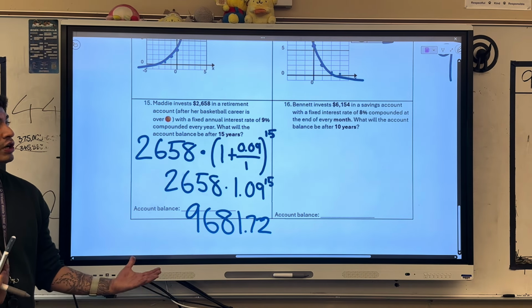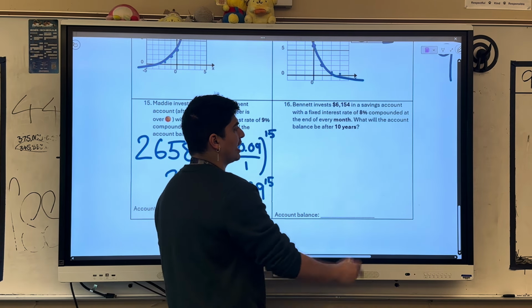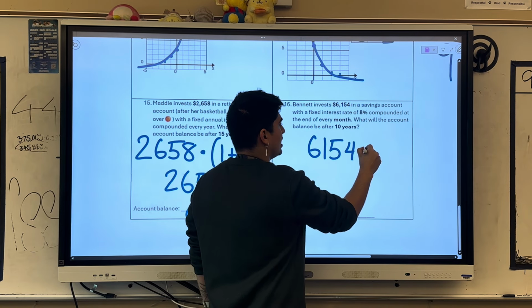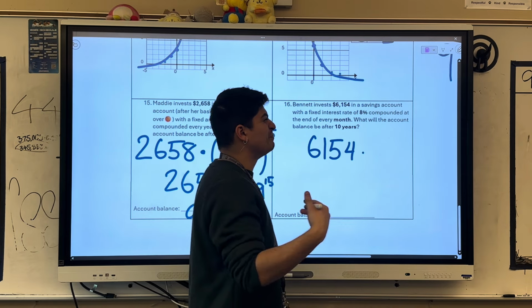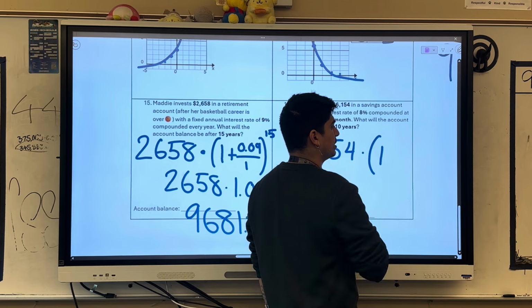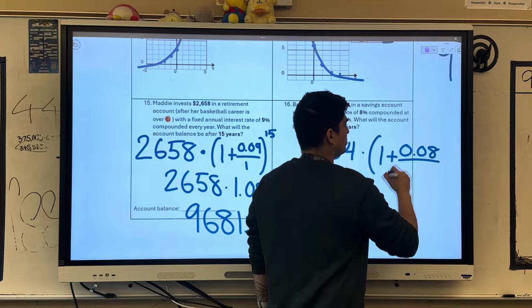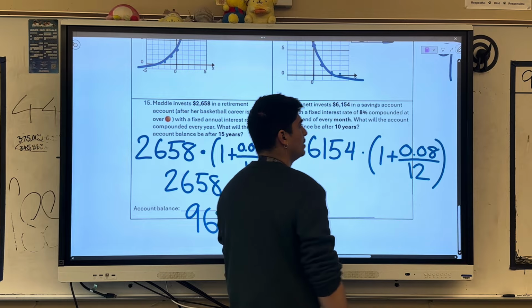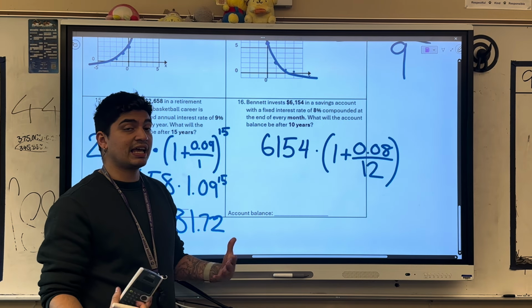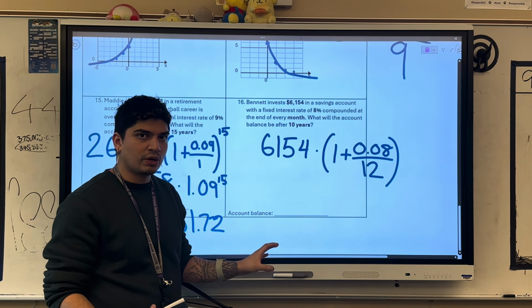So this one is a true compound interest. It is compounding every month. So Bennett is starting with 6,154. And what's happening is it's compounding every month at a rate of 8%. So that's 100% of the initial investment plus 0.08 being divided by 12. It's being divided by 12 because it's compounded every month. That annual interest rate is split up into 12 different months.